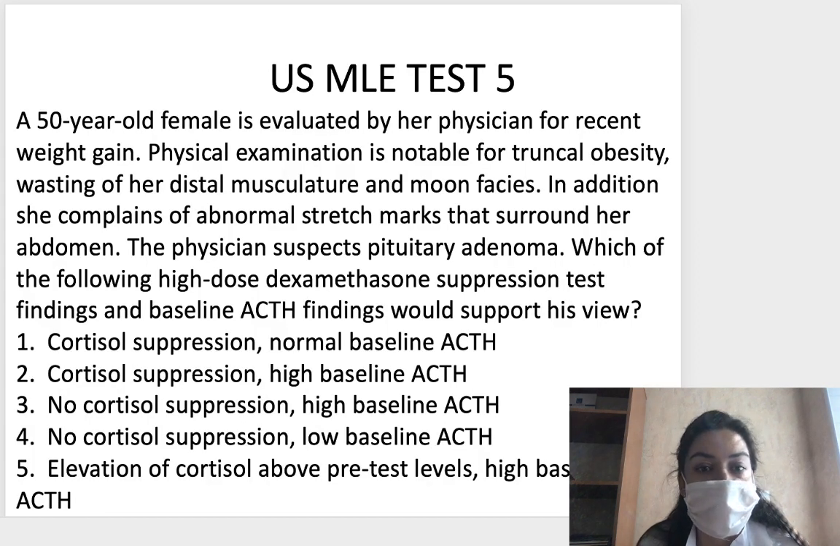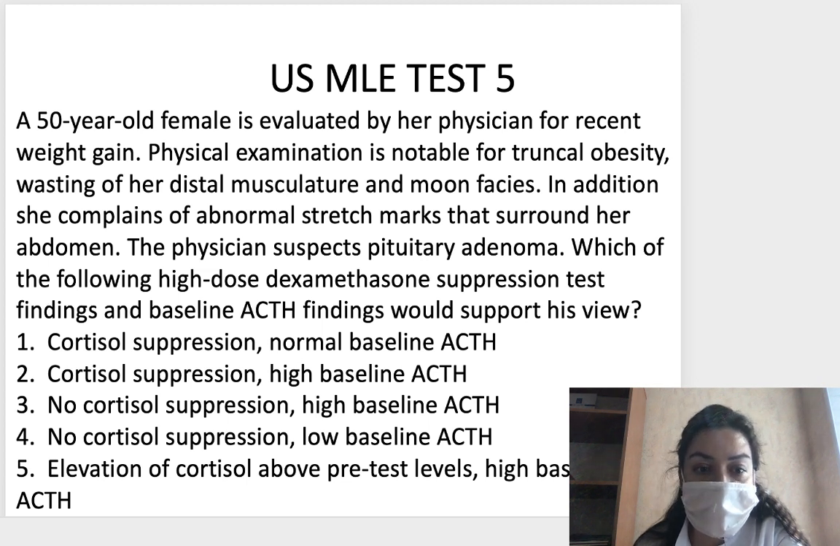And next step for today, step test. A 50-year-old female is evaluated by her physician for recent weight gain. Physical examination is notable for truncal obesity, wasting of her distal musculoskeletal system, and moon face. In addition, she complains of abnormal stretch marks that surround her abdomen. The physician suspects pituitary adenoma.